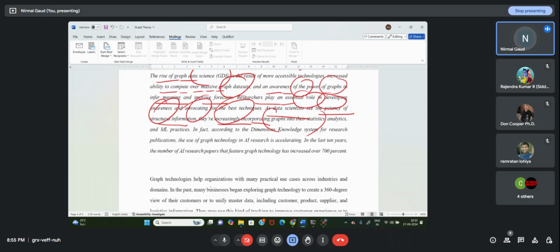Okay, so in fact, according to the Dimensions Knowledge System for research publications, the use of graph theory in AI research is accelerating. Okay, that's why I picked this particular topic. I considered this topic in my maths for data science and machine learning as one of the important topics. And there are many research papers, a 700% increase related to AI research. And now, as you know, technology is growing, and AI is something every industry, every organization is working on.